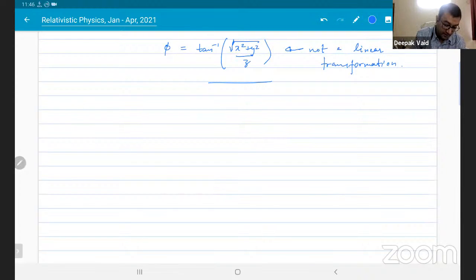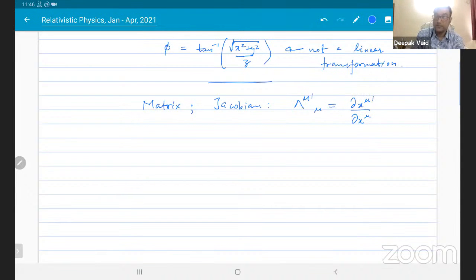So what happens is that there is a matrix which becomes very important, which we use all the time, right? And this matrix is called the Jacobian of the transformation. So it doesn't matter what the transformation is, whether it's linear, non-linear, anything like that. The Jacobian can be defined for all transformations. How do we define this Jacobian? This is the definition.